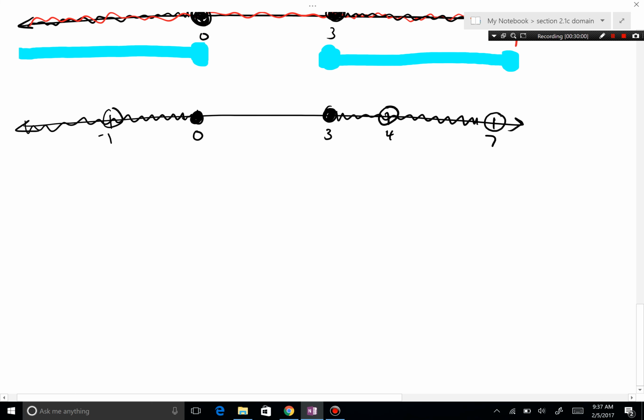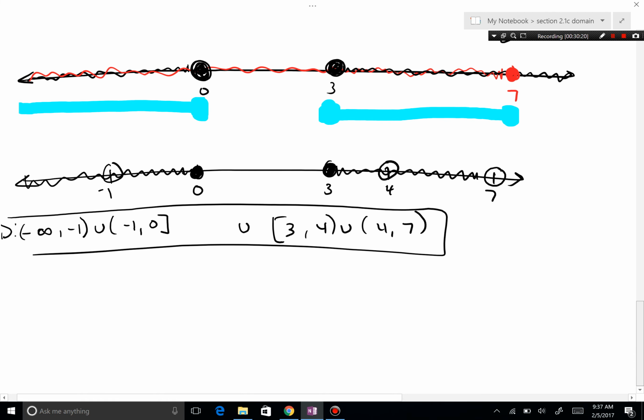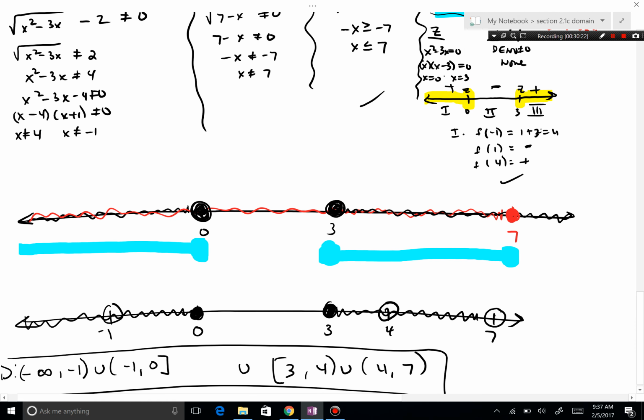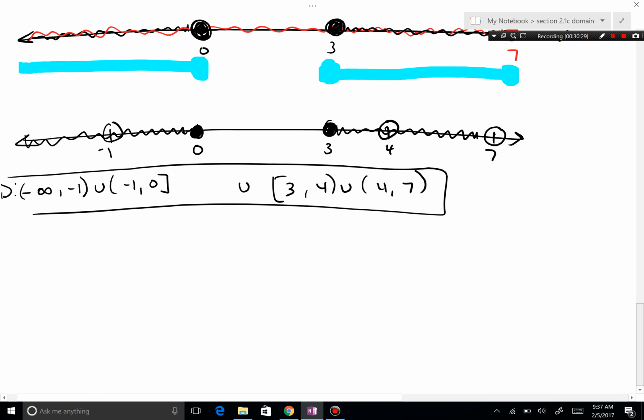So now, what are we going to do here? Well, let's write our domain. Negative infinity to negative 1, soft, union, negative 1 to 0, hard, union, 3, hard to 4, soft, union, 4 to 7. This is our domain. Okay? It doesn't get much harder than this, guys. So this is as freaky as the problem gets. And notice we had to use all of our solving techniques to get there. So I'm going to encourage you to always keep grinding to find the big things.